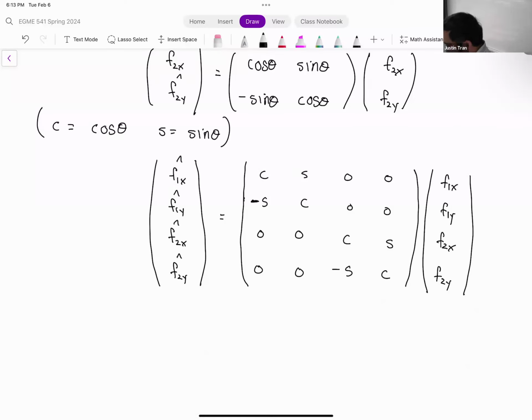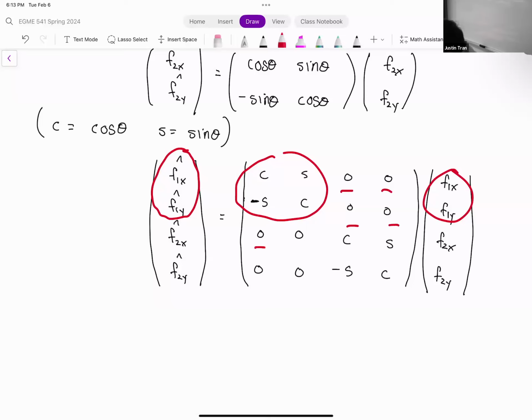All right. So the reason I do this is because if you perform this multiplication, F1x hat, F1y hat is going to be multiplied by this. The transformation matrices don't have any cross node interaction. So that's why we have all zeros in these parts here. And then the same thing for F2. So F2x hat, F2y hat is equal to the transformation matrix only multiplied by the node 2 parts.